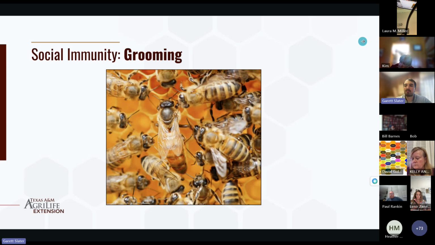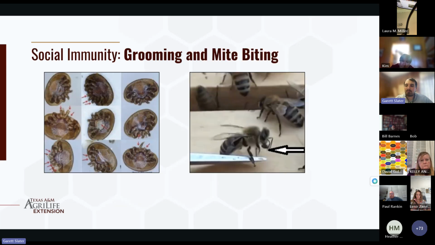But one extreme form of grooming is what we like to call mite biting or mite hunting. Typically with grooming in a colony, one thing you'll see is the bees will go through the colony and they'll clean each other off and groom each other off. But one extreme form of grooming is mite biting.